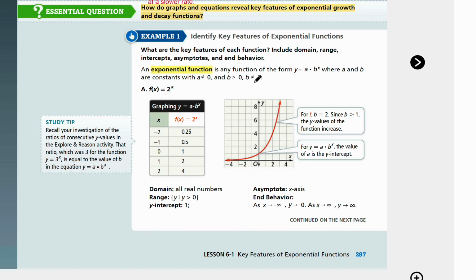And if b is greater than 0, then that means b is positive. If b is less than 0, then you have a negative function that's not going to look like this. And if a is 0, then everything becomes 0. So these are the restrictions we have. f of x is equal to 2 to the power of x is a basic exponential function. That's a really good example to start with.